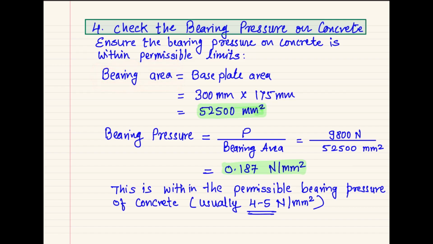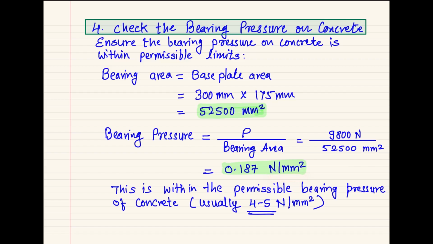For calculating the bearing area, we first take the base plate area, which is 300 multiplied by 175. This is the length and width of the plate. Now the area comes to 52,500 mm square. Bearing pressure equals load upon bearing area. Load is nothing but 9800 Newton divided by 52,500. The value comes to 0.187 Newton per mm square.